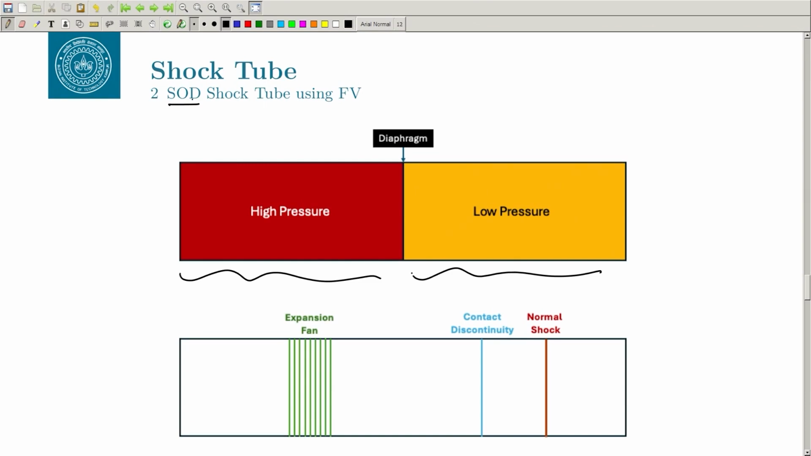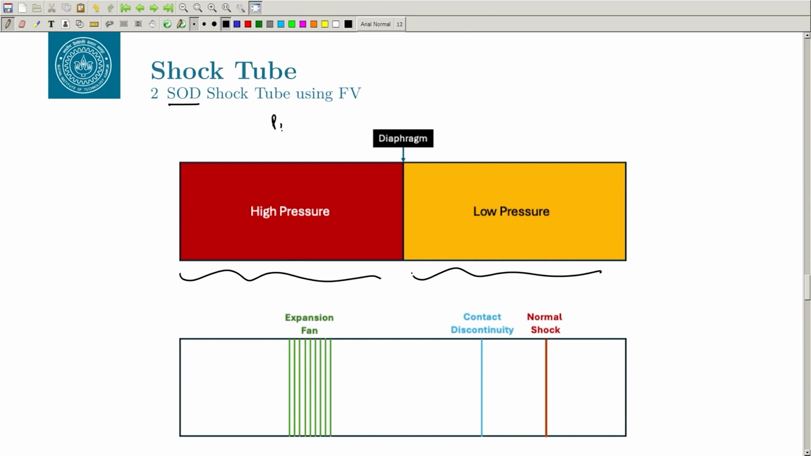Hello everyone, welcome back. Now let us solve one practical problem, which is the shock tube. We have already discussed this earlier in the context of finite difference simulation. On the left you have high pressure and on the right you have low pressure, and we will be using the shock tube.